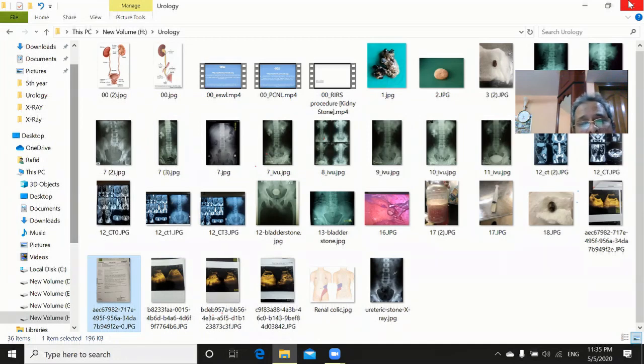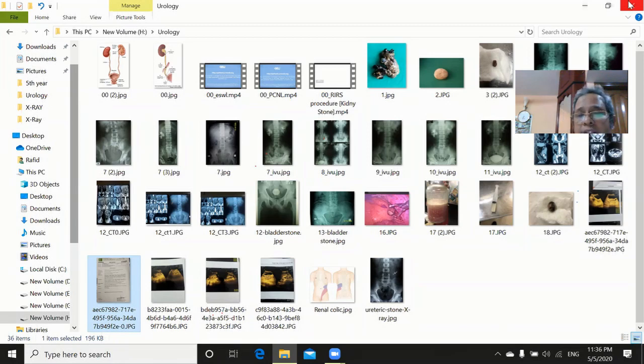The best measurement of PVR is direct. If you put a catheter after micturition, whatever amount is there, that is the PVR. This is the best method, but it is an invasive one. Usually we don't do it.